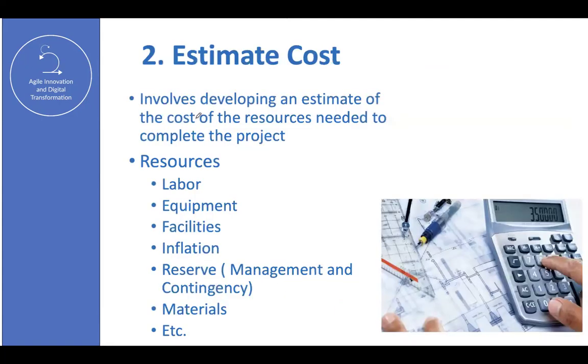All right. Okay, talking about process number 2, estimating cost. Mr. George, can you read this page, please? Yes. Estimate costs involves developing an estimate of the cost of the resources needed to complete the project. Resources: labor, equipment, facilities, inflation, reserve, management and contingency, materials, etc. Thank you so much. So now talking about logical ideas. Number 1, planning. Number 2, estimating. Now, number 3, it's creating the final budget.